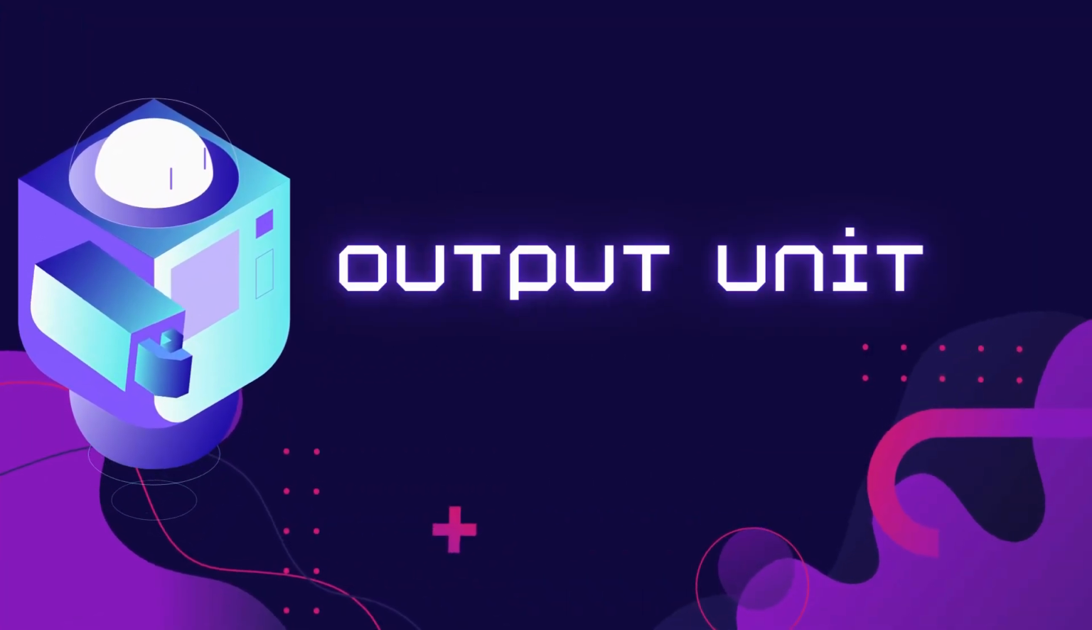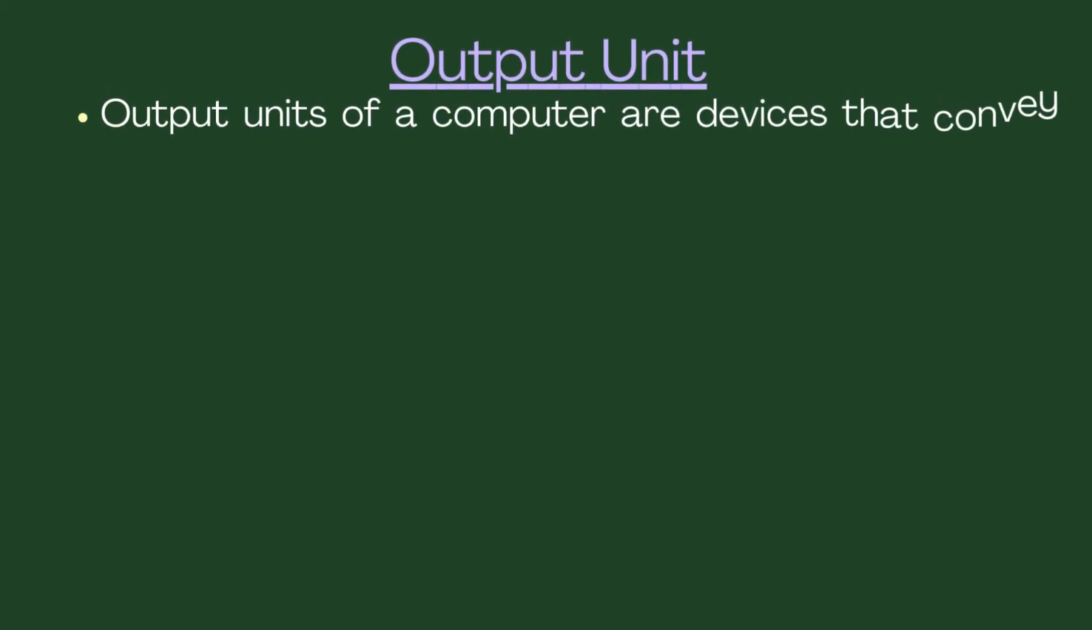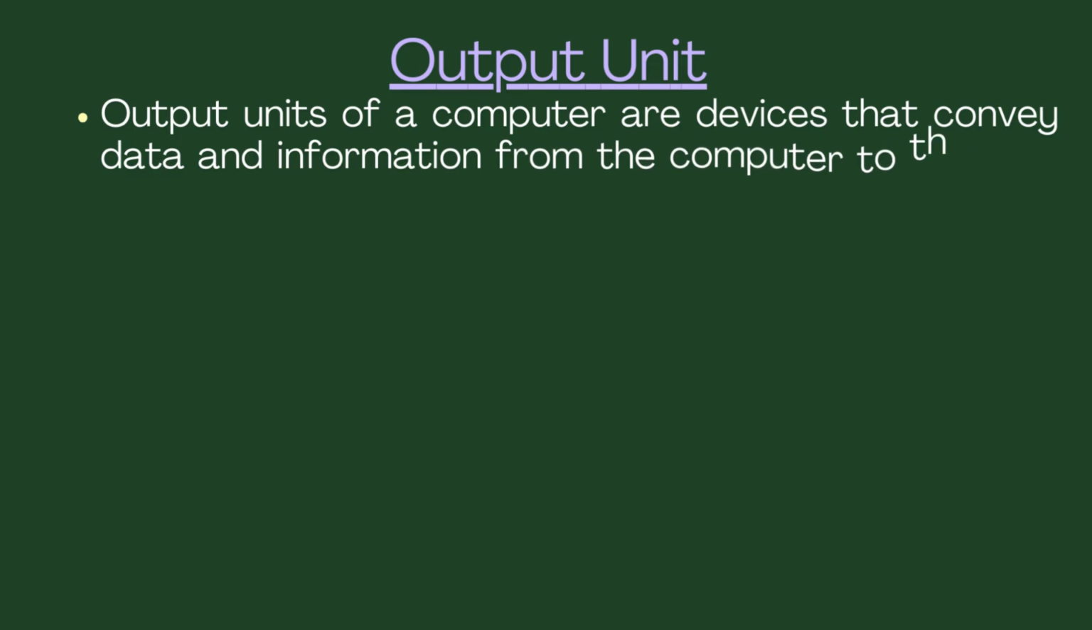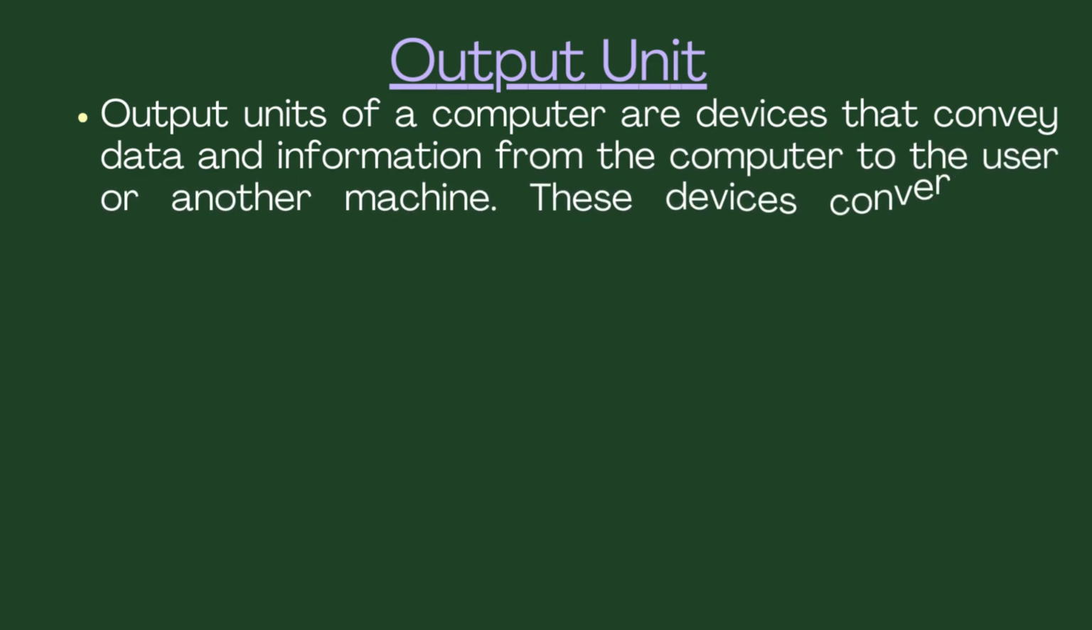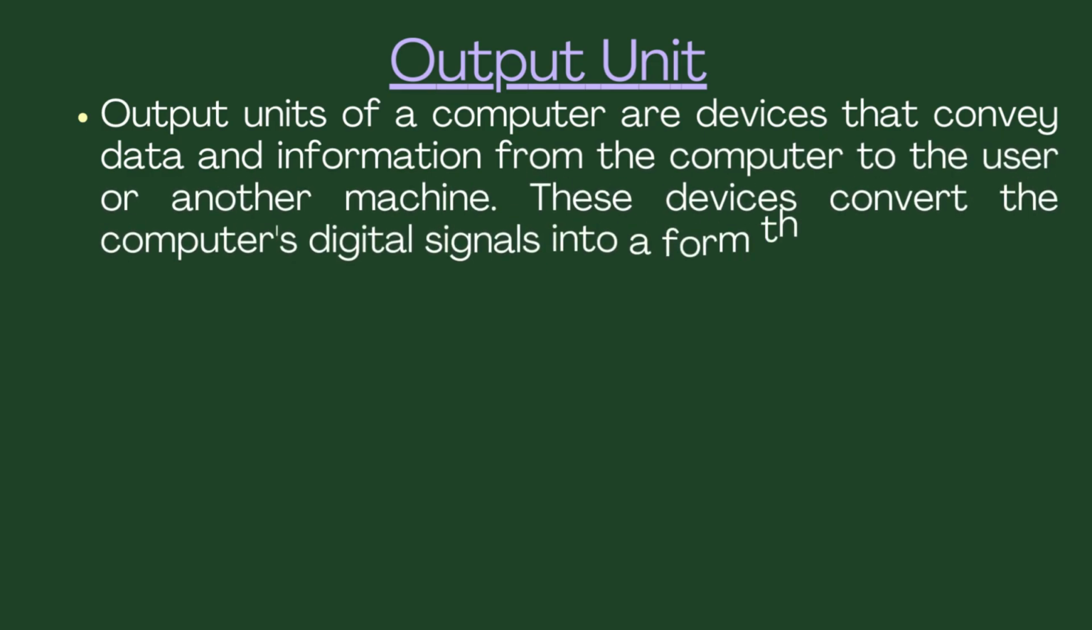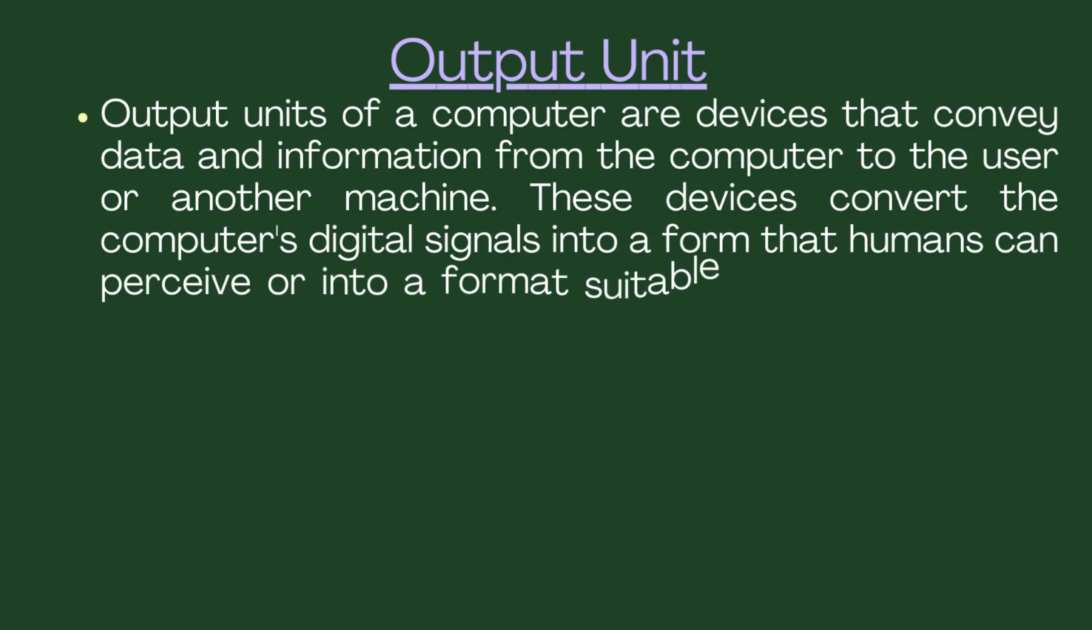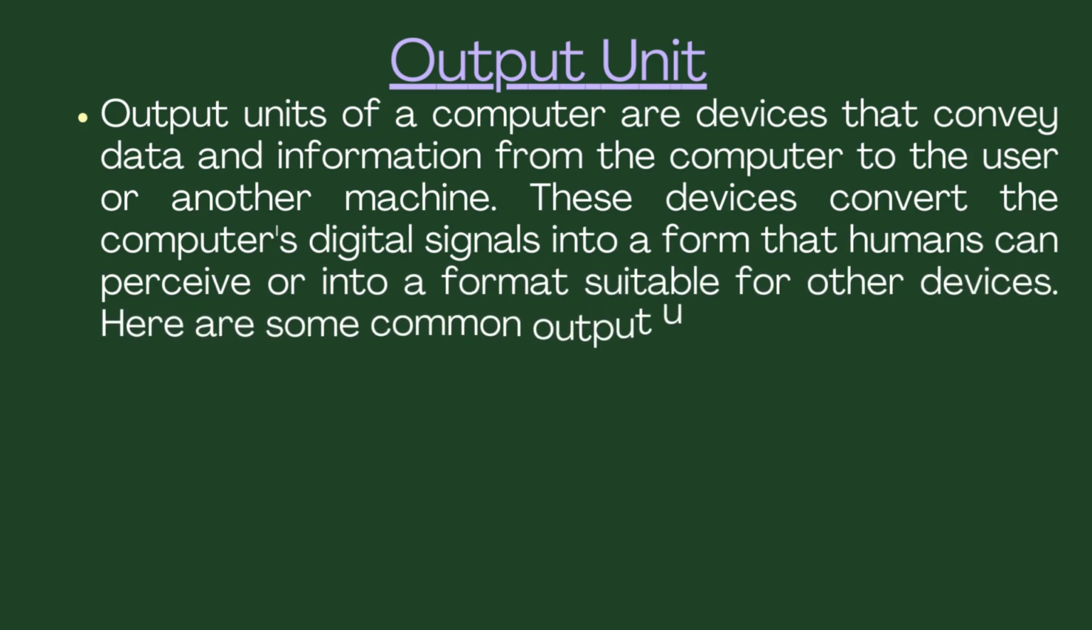Output unit. Output units of a computer are devices that convey data and information from the computer to the user or another machine. These devices convert the computer's digital signals into a form that humans can perceive or into a format suitable for other devices. Here are some common output units.